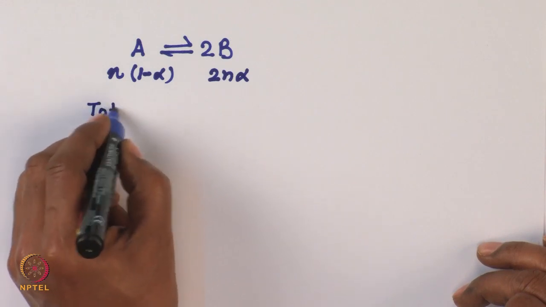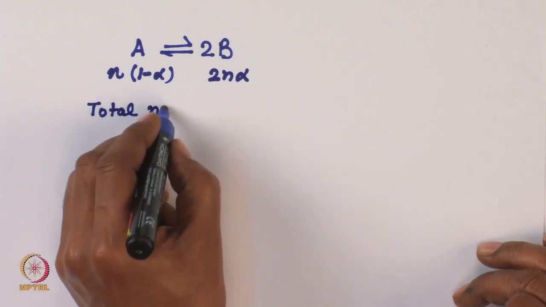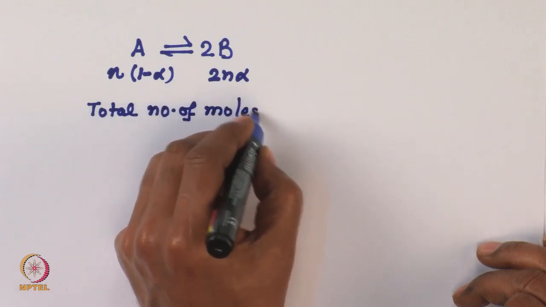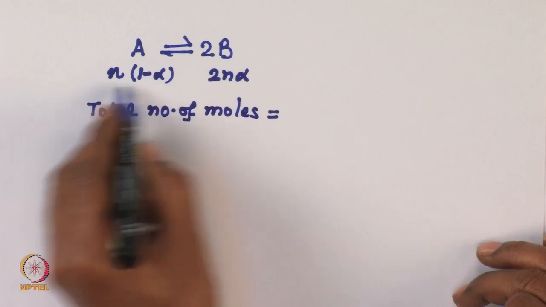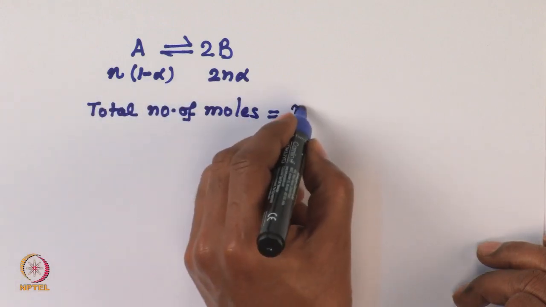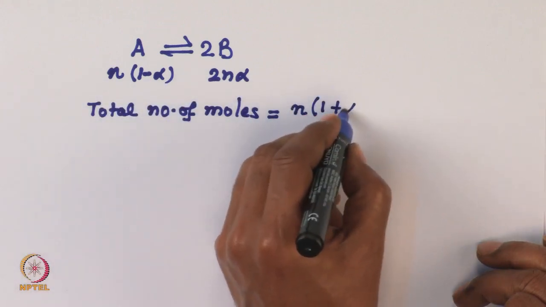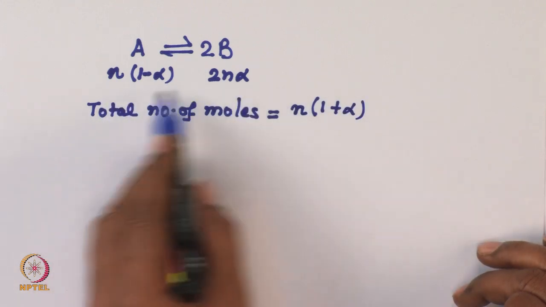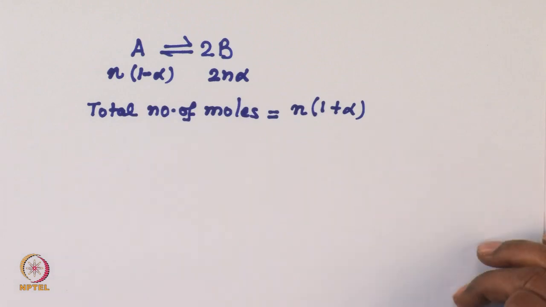Total N, the total number of moles is equal to, you add both, N into 1 minus alpha plus 2N alpha, which will come out to be N into 1 plus alpha.